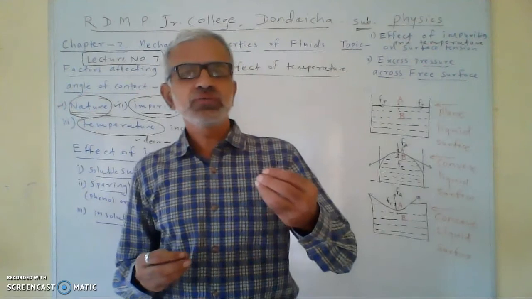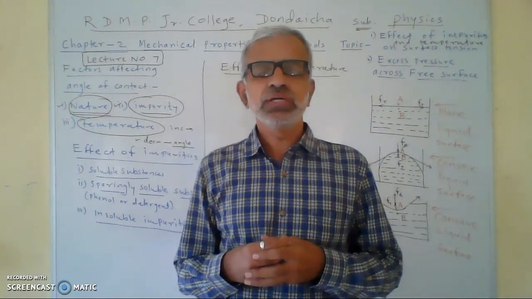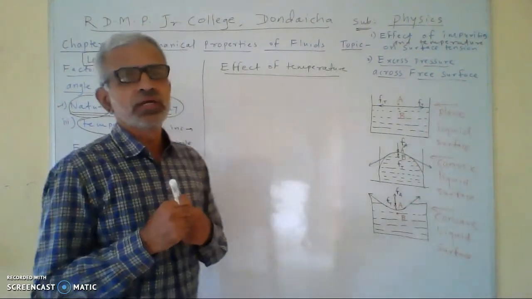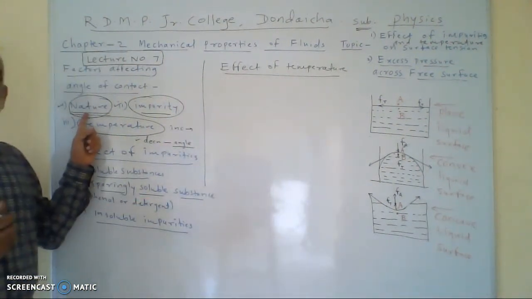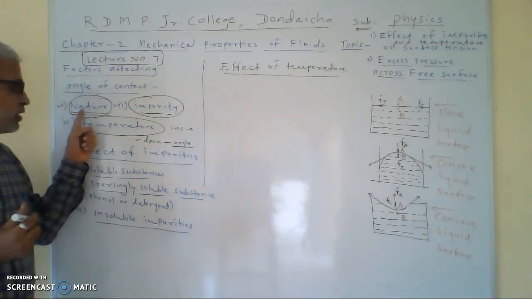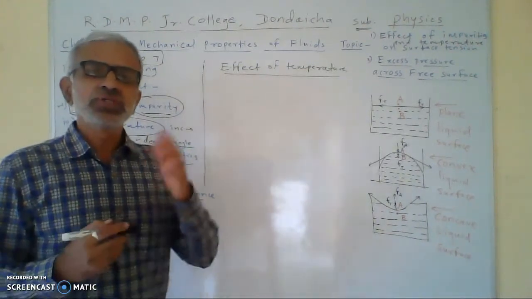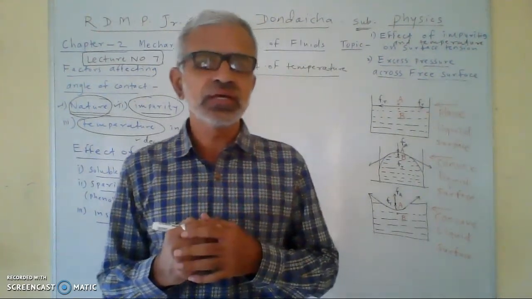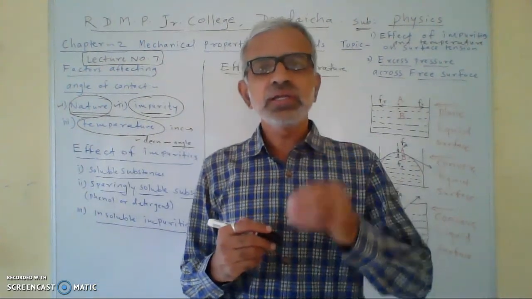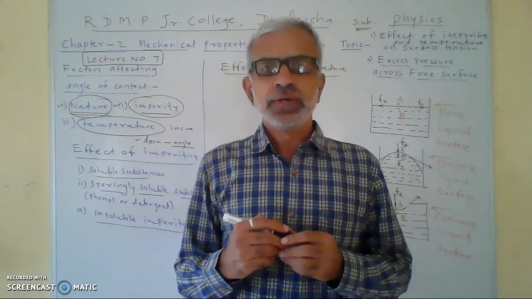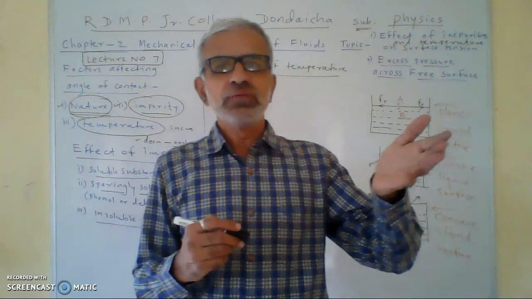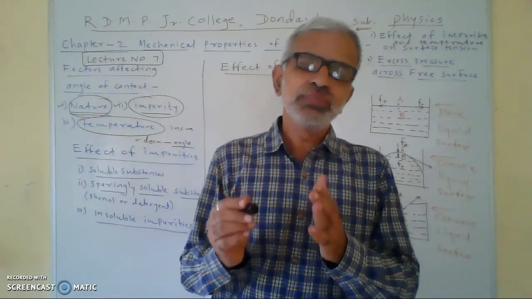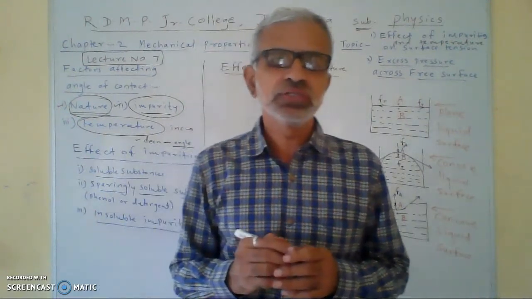Before that, we discuss a very small topic of the angle of contact, that is, factors affecting angle of contact. There are three factors which are affecting angle of contact, and the first factor is the nature of the substance. If we change the liquid, there will be a change in the angle of contact. For example, for pure water and clean glass, the angle of contact is 0 degree. If we change the liquid, means if we use kerosene, the angle of contact will be 26 degree. It will depend upon the nature of the substance.